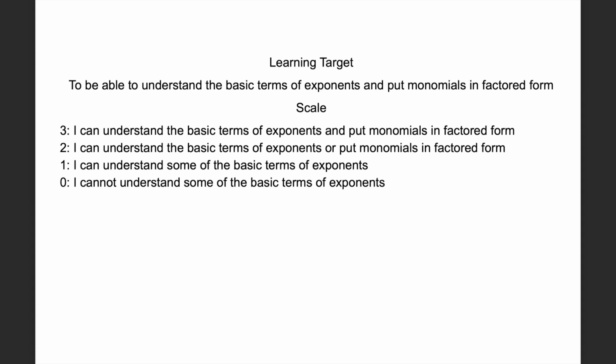The learning target for today is to be able to understand the basic terms of exponents and put monomials in factored form. The scale: for a 3, you can understand basic terms of exponents and put monomials in factored form. You're a 2 if you can understand basic terms of exponents or put monomials in factored form, one or the other. You're a 1 if you can understand some of the basic terms of exponents. And 0, you cannot understand some of the basic terms of exponents.